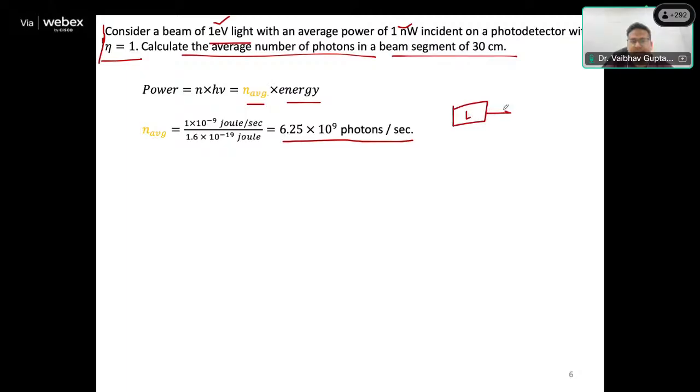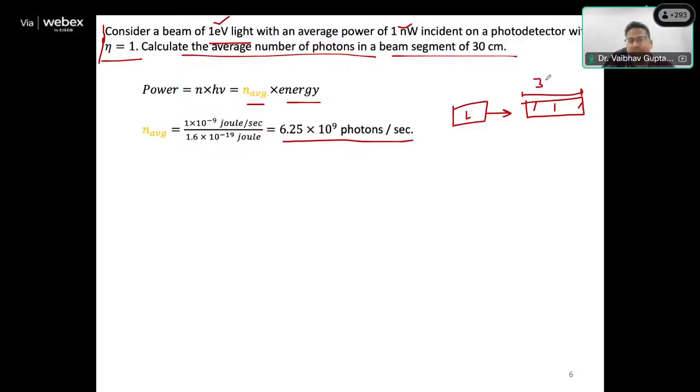And from this laser, light is coming out. If I make a box of 30 centimeter here, what I want to know is how many photons will I see inside this? 5, 10, 10 to the power 5, 10 to the power 9? How many photons will I see if this length is 30 centimeter?